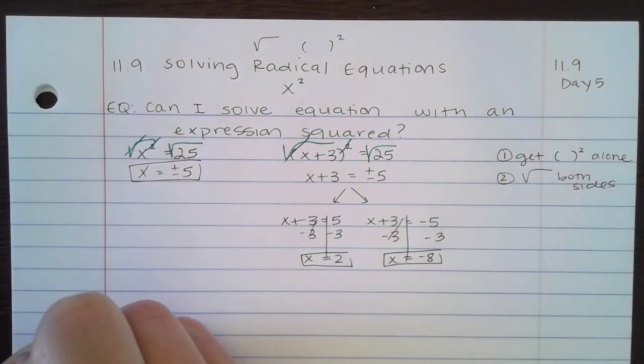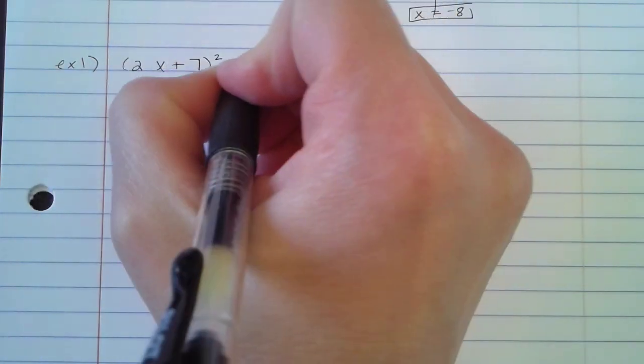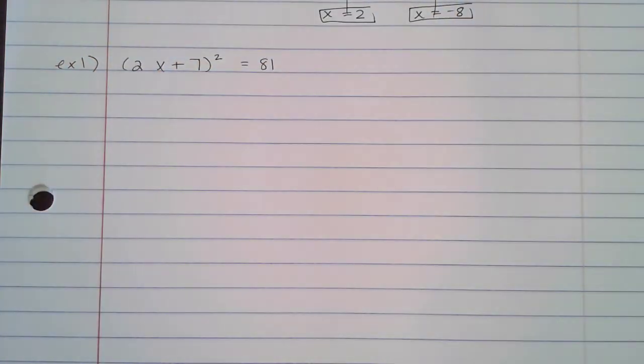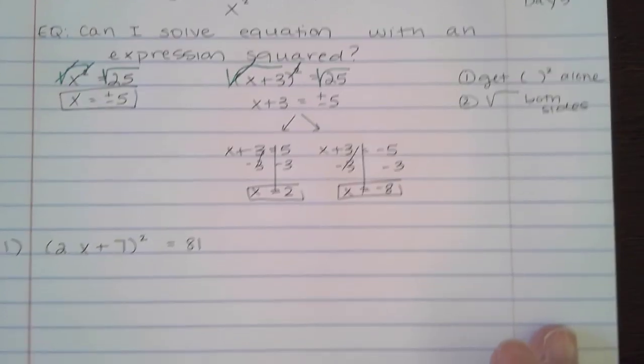So I'm going to do one more example in this video, and if you're feeling ready, you can jump right into the assignment. Otherwise, I will have another shorter video with more examples. All right, so example 1. 2x plus 7 squared is equal to 81. Step 1. We can have our steps over here. Oh, I forgot to finish our steps. We'll do that right now.